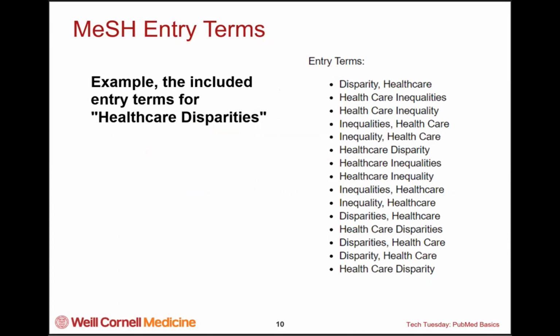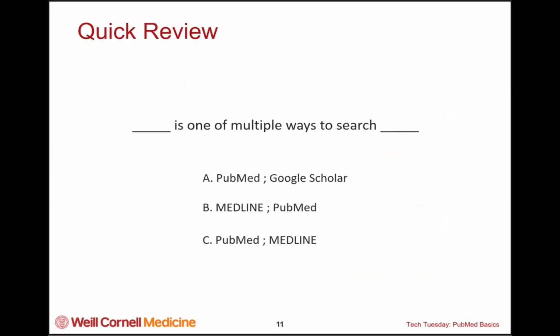So you can see how this controlled vocabulary helps us capture all the various ways a topic can be described or referred to. So if you type any of these search terms on the right into PubMed, PubMed will automatically map your search to the MeSH term to include the broad range of results that you're looking for.